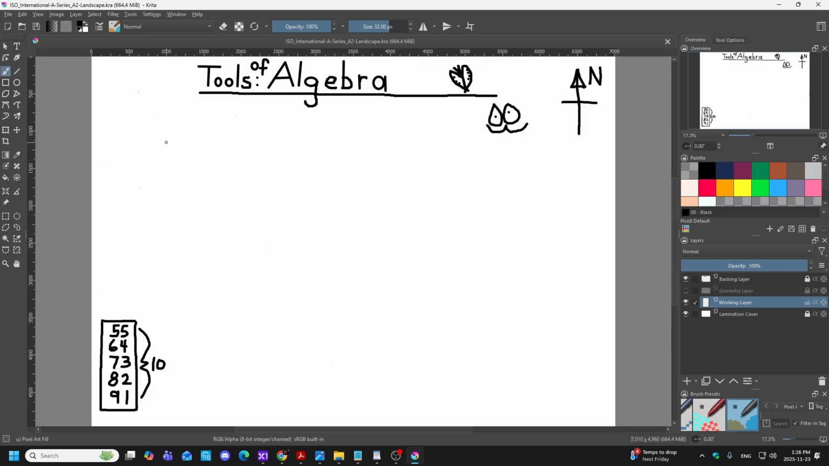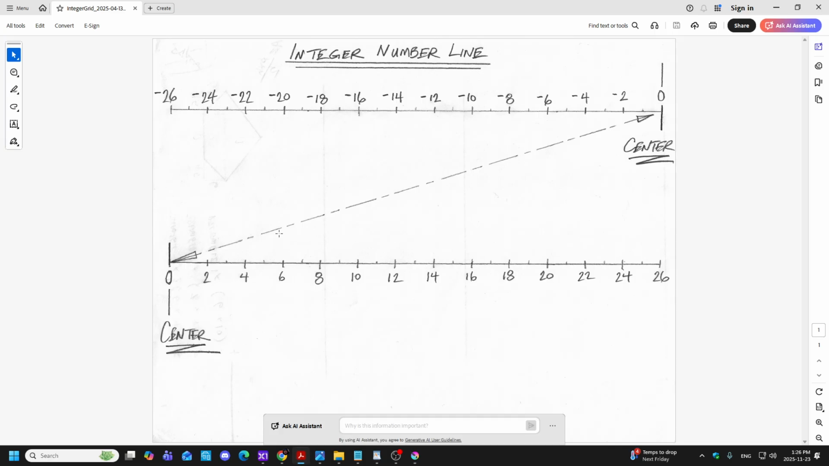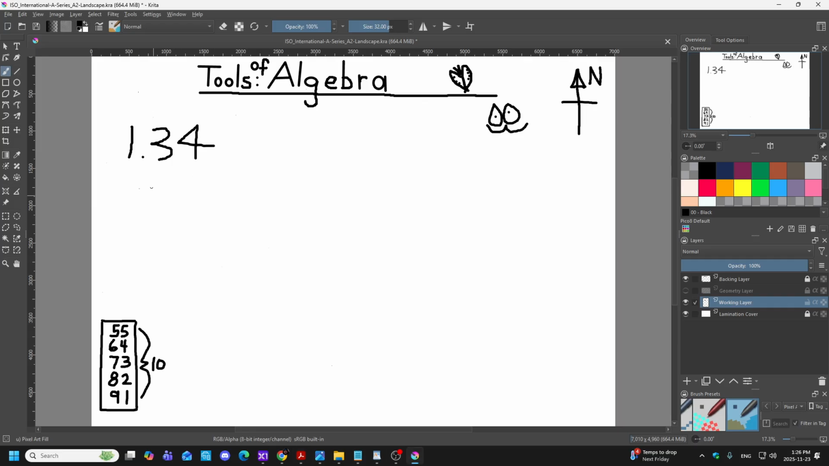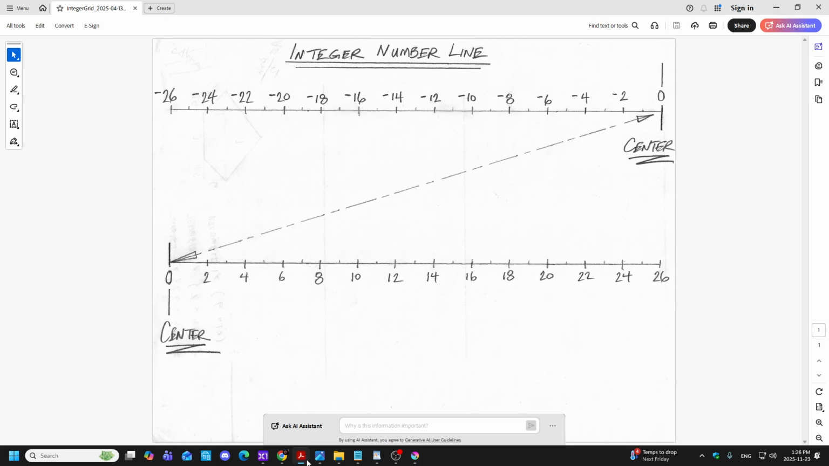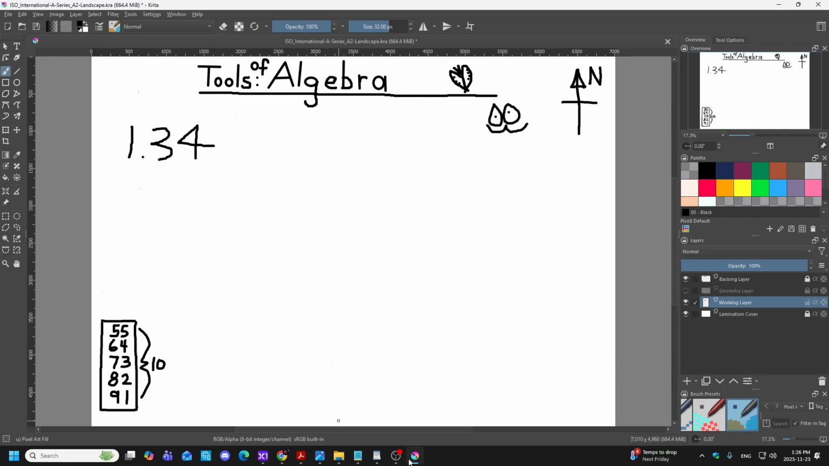Okay, here's another: 1.34. Now this decimal value, I can look at my number line grid. If you're not sure where that falls in, there's supposed to be a tick here for 1. So obviously it's positive. Here's 1, and half between 1 and 2 is a half. So obviously 1.5 is 1/2, or 1 1/2.